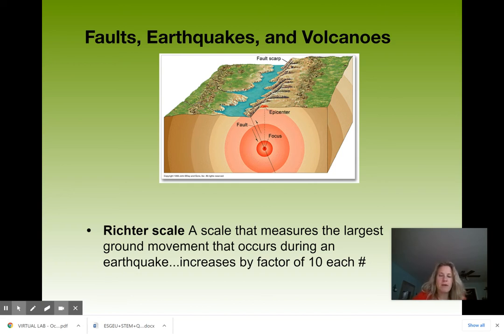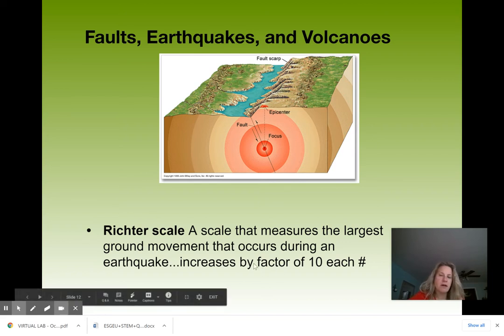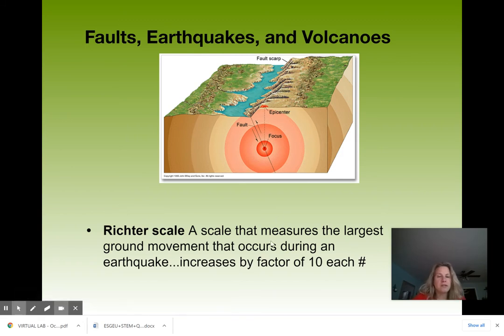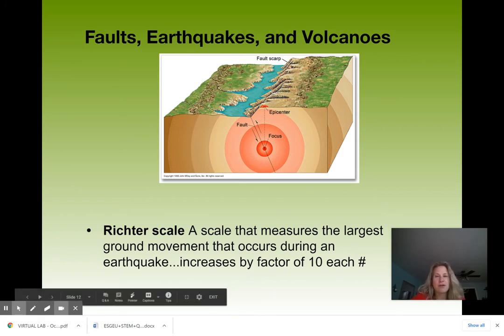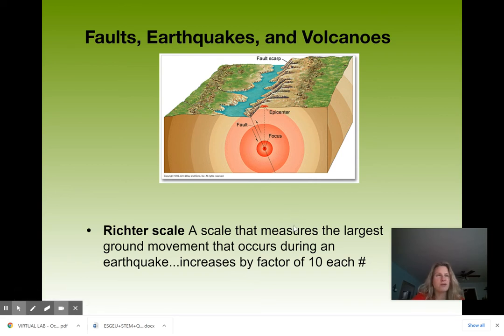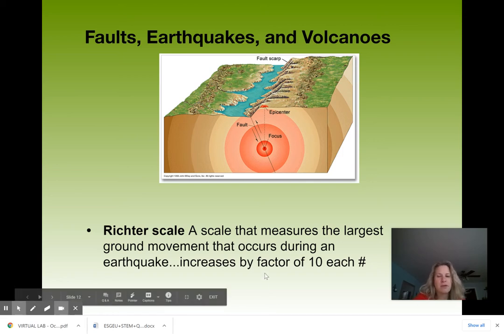And the Richter scale measures that. So the Richter scale is increasing by factors of 10. So that means 1 on the Richter scale versus a 2 is 10 times different. So you can see that it's definitely way stronger. So between when we measure a 3.2 versus a 3.8, that's pretty considerably bigger, even though it doesn't seem like it. But they're factors of 10, kind of like the pH scale.